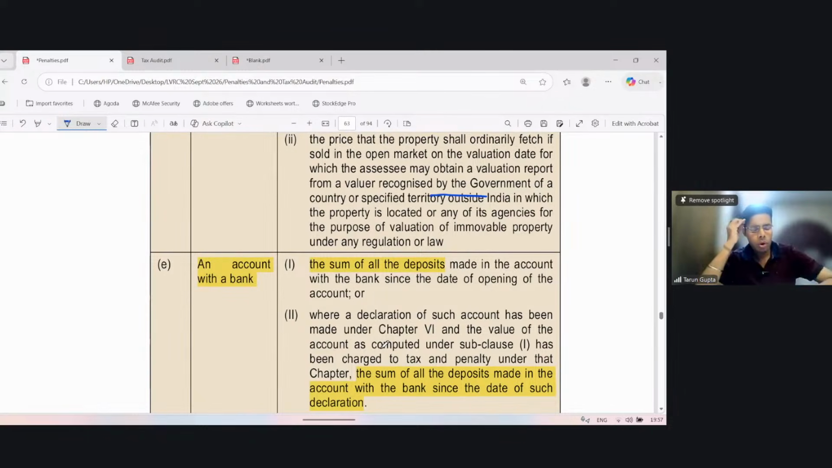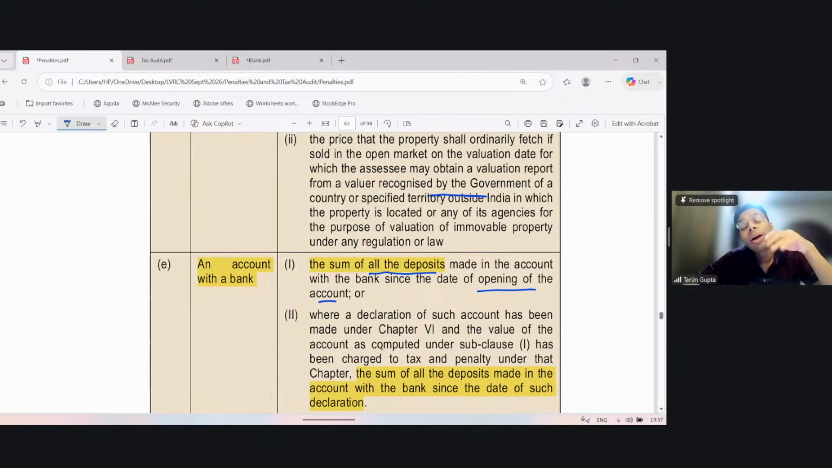Okay. Now we have come to bank account. If there is a foreign bank account, how shall such bank account be valued? So, see, it's very important. There's a catch. It's not the closing balance. It says the sum of all deposits made in the account with the bank since the date of opening of the account. So we are not talking about the withdrawal. Whatever amount has been deposited, you aggregate that deposit from the date the account was opened. That shall be the fair market value of such bank account.